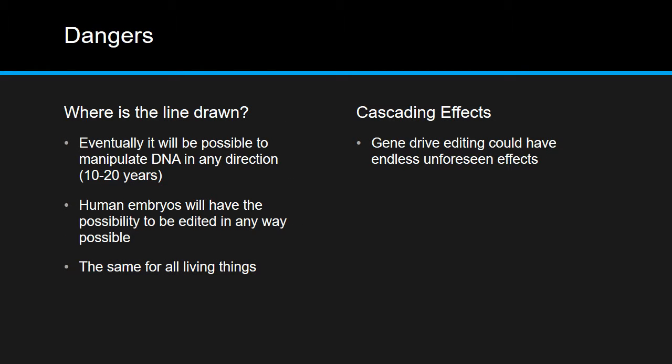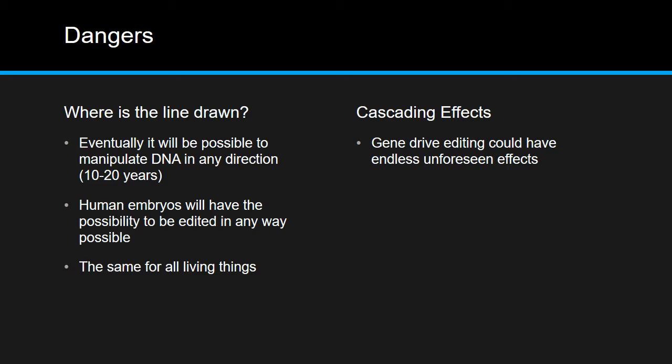So all that being said, there are definitely dangers to the CRISPR system. The question is, where's the line drawn? Because within 20 years this type of editing will virtually be mastered, so it's hard to say what we should and shouldn't do with this. Human embryos can be edited in any way, shape, or form, and it's kind of an ethics thing, as they don't have a say in what's being done to them because there's no way to. It's just a big question to be drawn.